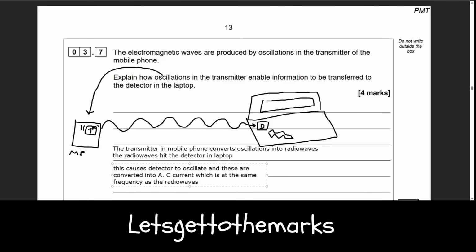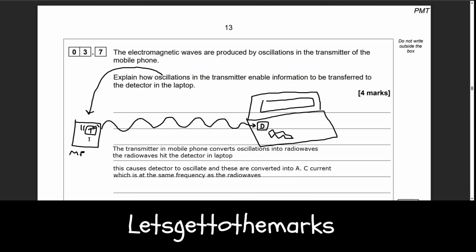And what does this essentially mean? It means that the mobile phone vibrates at a particular frequency. Let's pretend it vibrates at 30 hertz. So it vibrates 30 times a second. A little thing inside the mobile phone moves side to side 30 times a second. That then creates a radio wave with a frequency of 30. That radio wave goes across to the laptop. Obviously, the frequencies are going to be completely different than this, but it goes across to the laptop and causes the detector to vibrate at 30 times per second. And that vibration is then converted into current, electrical energy, and that current has a frequency of 30, which was the same as the radio wave.